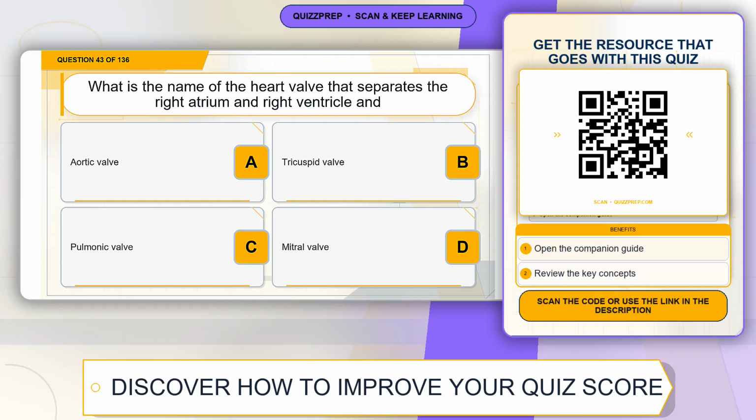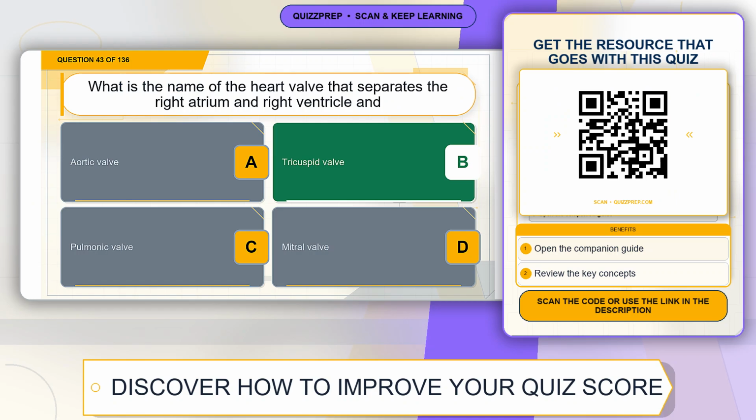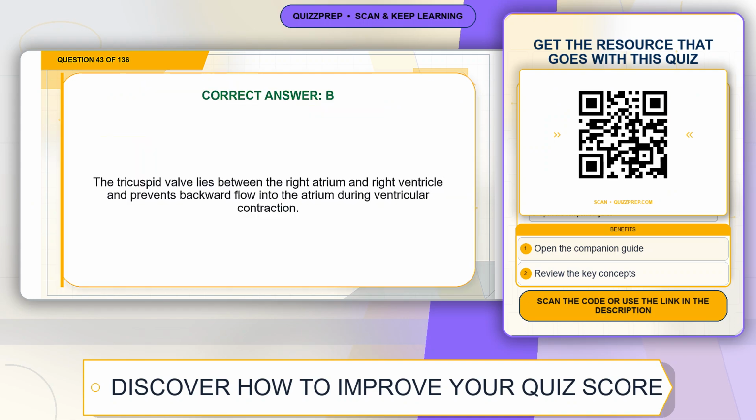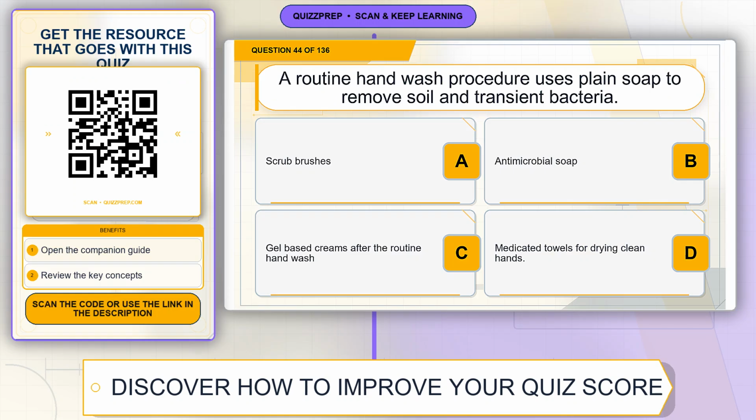Question 43. What is the name of the heart valve that separates the right atrium and right ventricle? Option A, aortic valve. Option B, tricuspid valve. Option C, pulmonic valve. Option D, mitral valve. The correct answer is option B, tricuspid valve. Explanation: the tricuspid valve lies between the right atrium and right ventricle and prevents backward flow into the atrium during ventricular contraction.